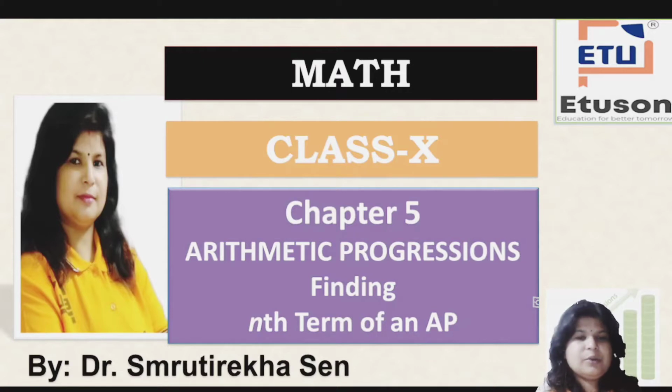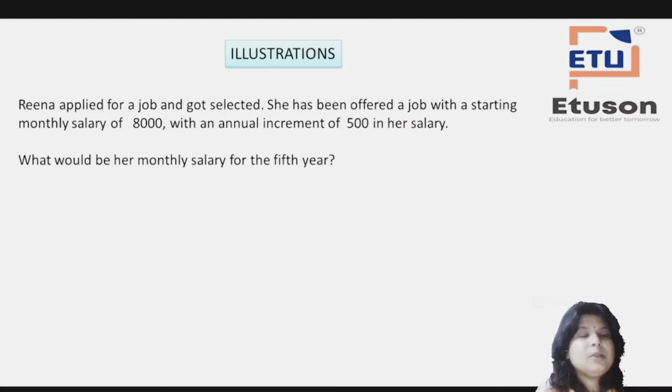So today we are going to learn how to find the nth term of an arithmetic progression or AP. So are you all ready for that? So let us start. I have taken one example to understand the concept. Rina applied for a job and got selected. She has been offered a job with a starting monthly salary of rupees 8,000 with an annual increment of 500 in her salary. What would be her monthly salary for the fifth year?